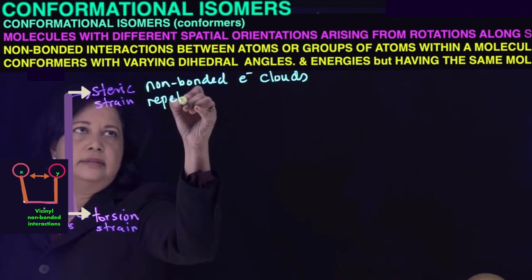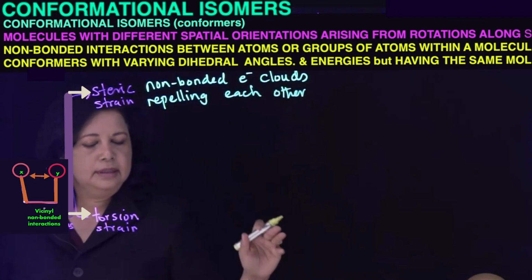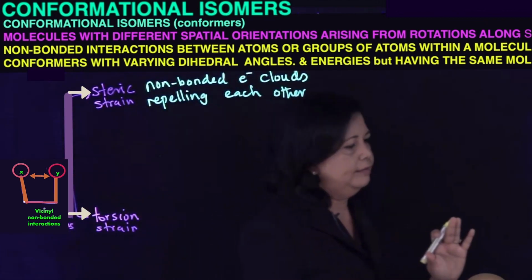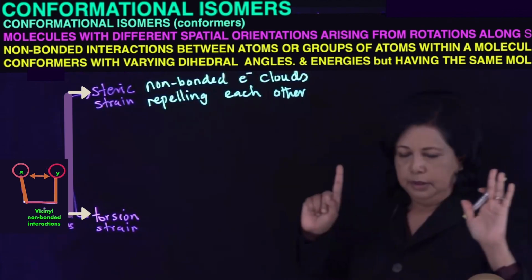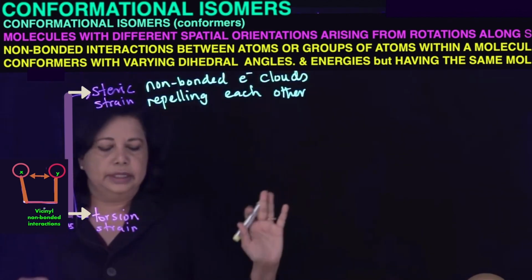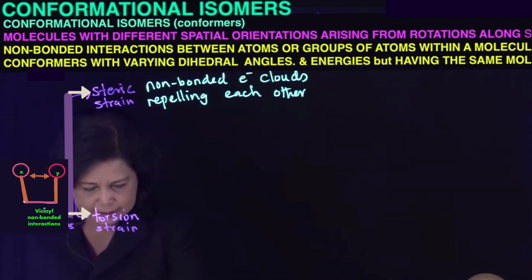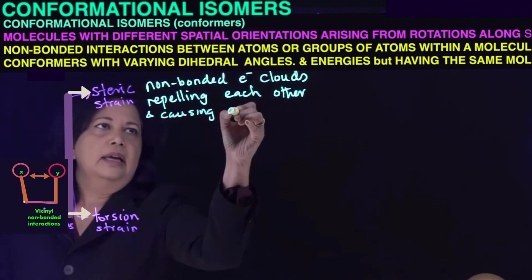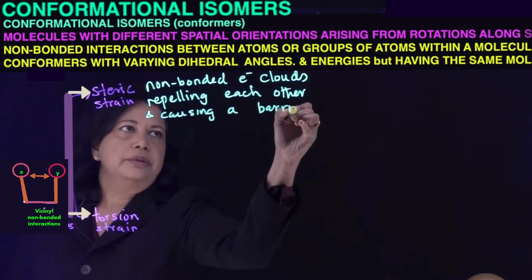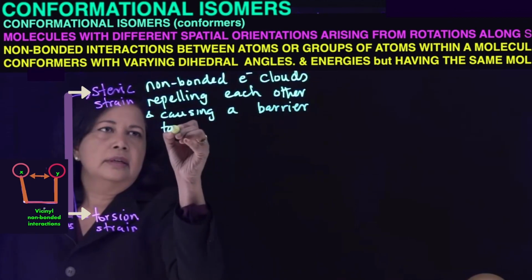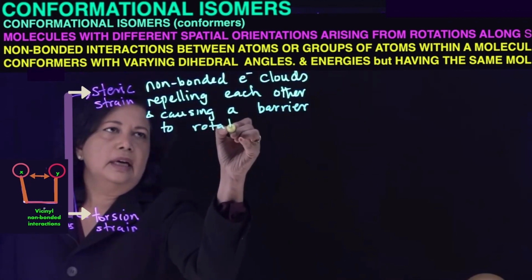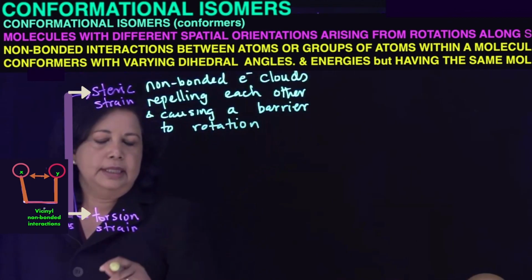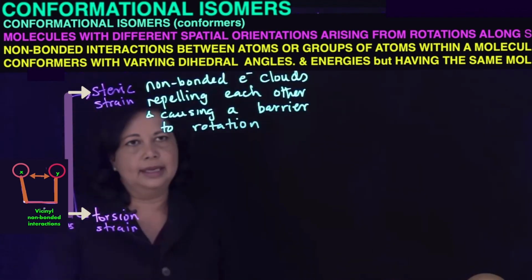Repelling each other. They can be vicinal, and sometimes they can even be 2 carbons away. It will be called 1,3-diaxial, and we'll talk about it. And causing a barrier to rotation. And we can calculate how much that is. There are lots of computational programs that calculate that.